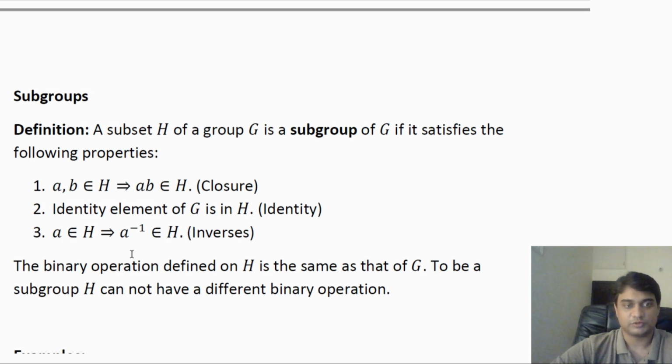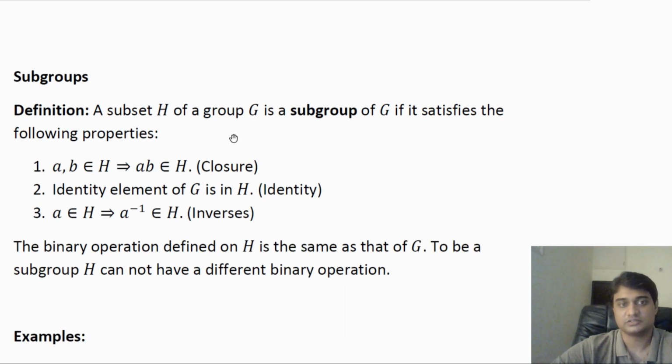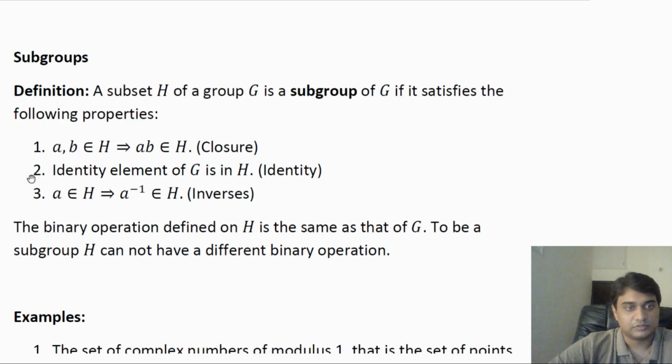First is the closure property: for all a, b in H, the product ab is in H. The product here is the binary operation of the group G, the same binary operation as that of the group. If the binary operation of H is different from that of G, then H cannot be a subgroup of G, although it may be a subset of G. So we are talking about the same binary operation inherited from the group G. If a, b are in H, then a times b is in H. So this is the closure property.